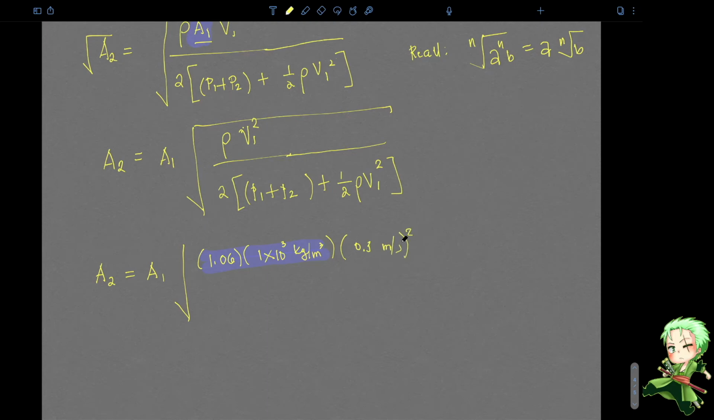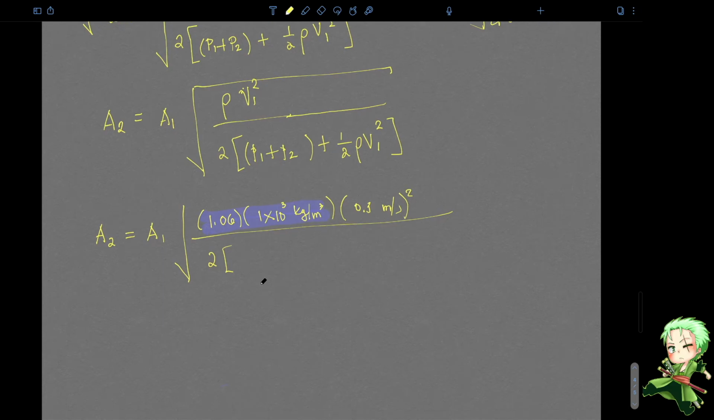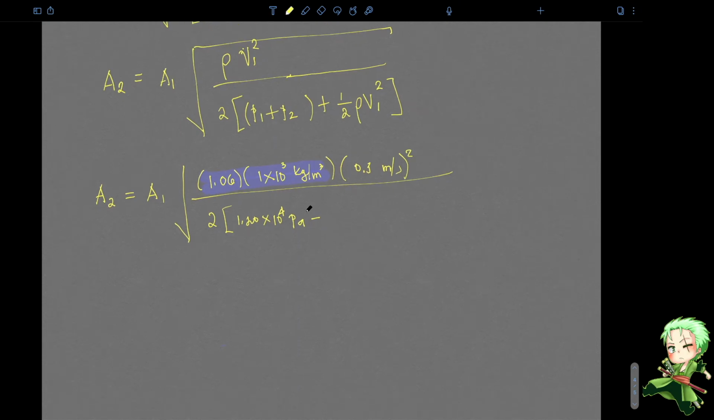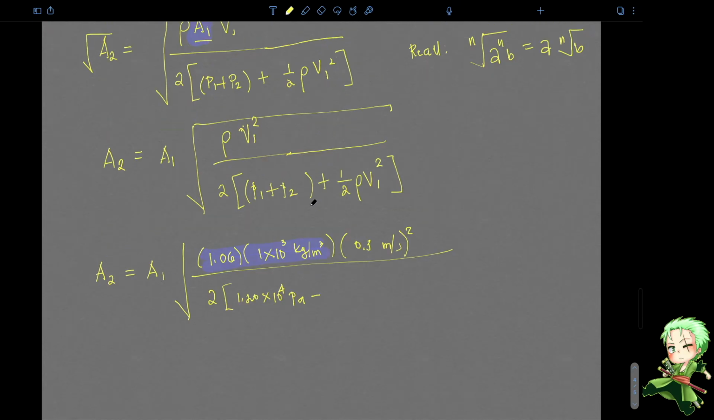That is squared, divided by the denominator, which is 2, multiplied by P1, the pressure before the blockage, and that is 1.20 times 10 to the 4 pascals. This is a nice problem because it is given in pascals. We don't have to convert everything, because if it were in atmospheres, you would have to convert that into pascals. Luckily, it's not the case here.